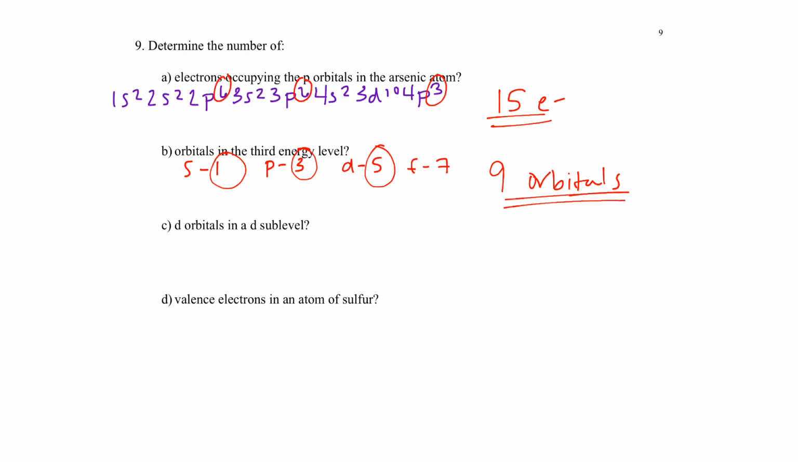Okay. For C, how many d orbitals are in a d sublevel? We kind of already answered this up above in part B. There are 5 orbitals in every d sublevel, which is why it can hold 10 electrons.